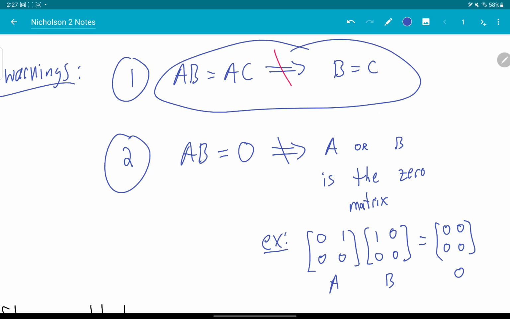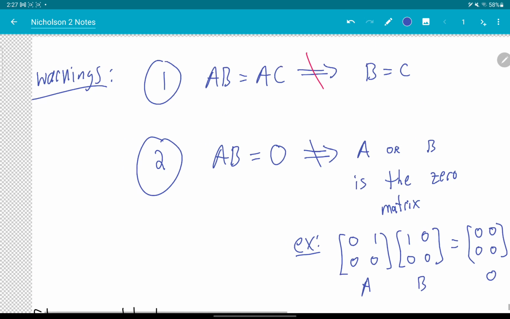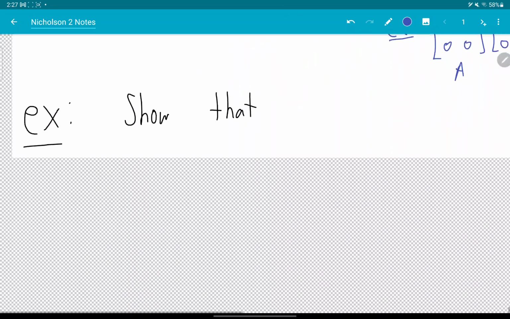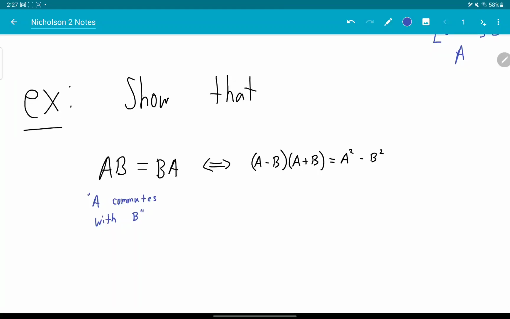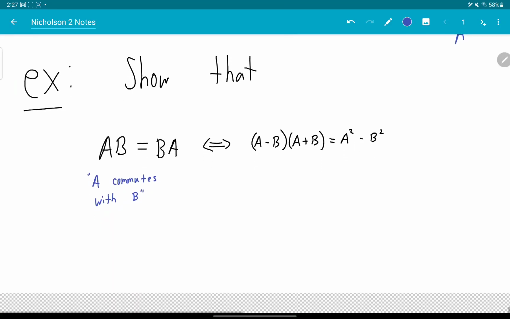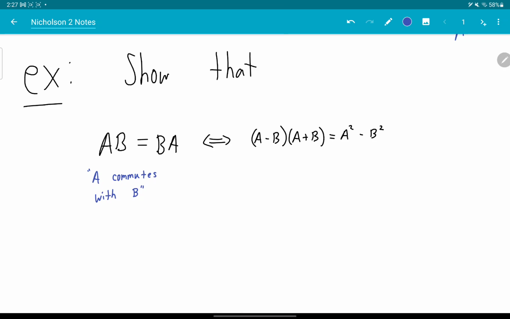If you want, you can try to think of an example that shows this. Again, just try 2 by 2 matrices, lots of 0s and 1s. Okay, pause and copy this.